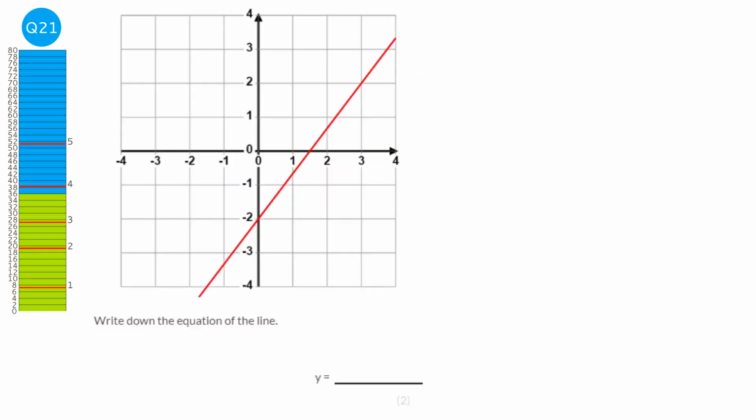We can write the equations of all linear graphs as y equals mx plus c, with m being the gradient and c being the y-intercept. The easiest thing to find is the y-intercept, because it's just where the line crosses the y-axis, so that's going to be -2. We're going to use that point, so the point we've just drawn on, and we're going to have to find another point to find the gradient.